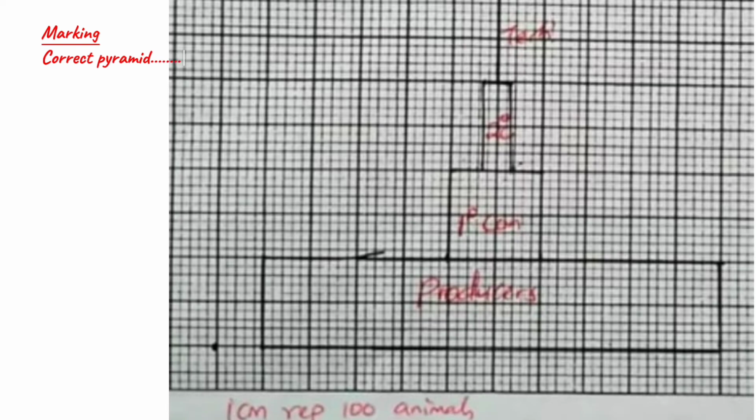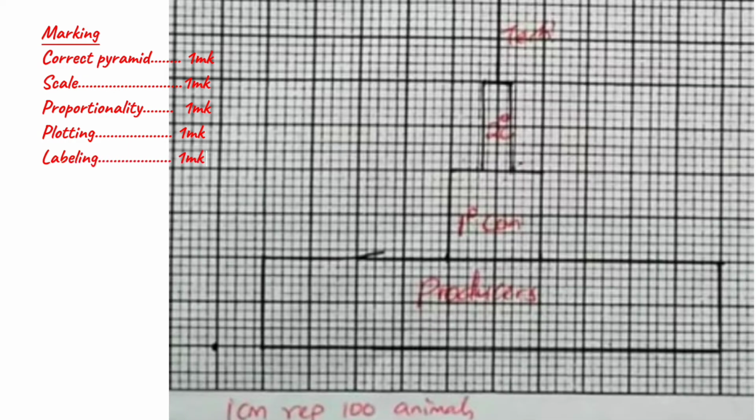Number 1 is for having the correct pyramid, for having an upright pyramid. Another mark is for the scale, having a correct scale. Third mark, proportionality, having a width that is consistent throughout. Fourth mark is for plotting. You should ensure that all the values have been entered correctly. And last one, for labeling.